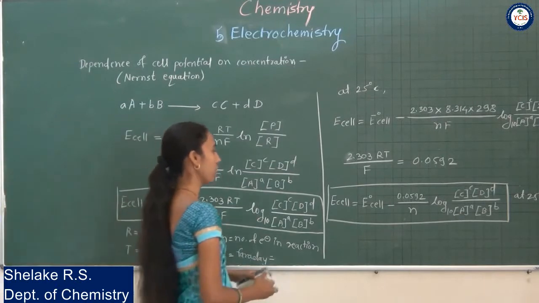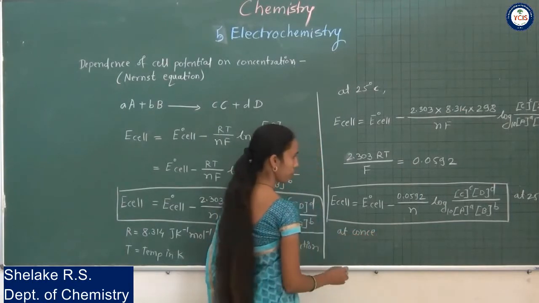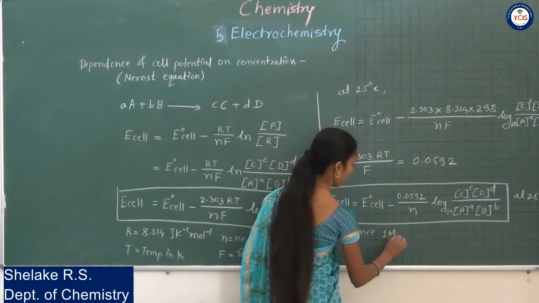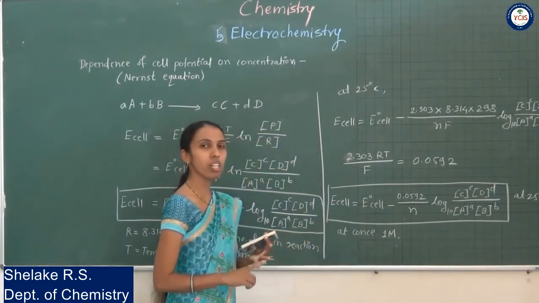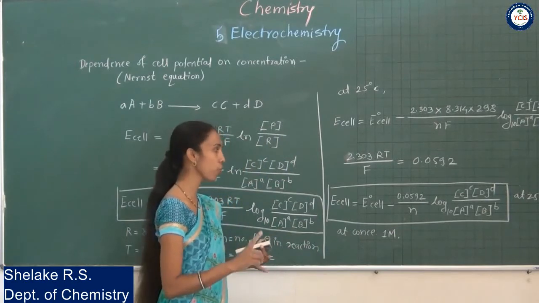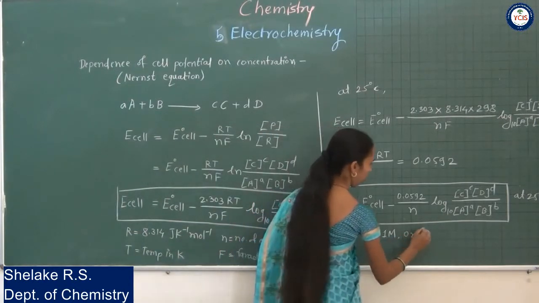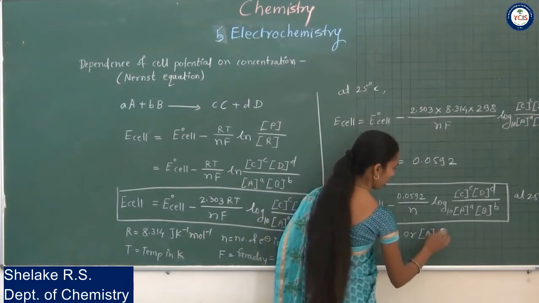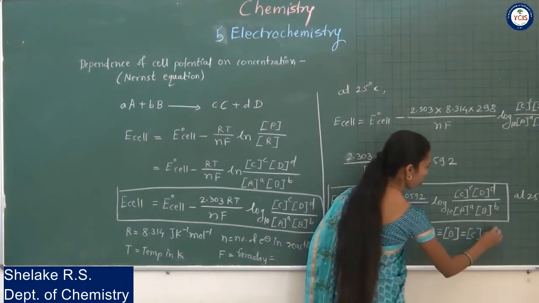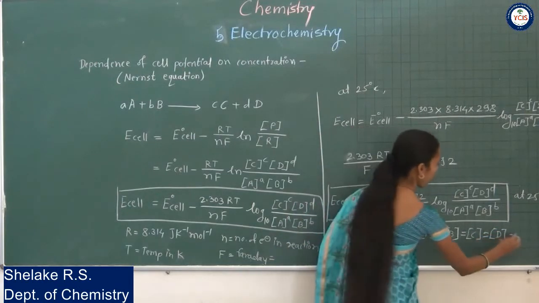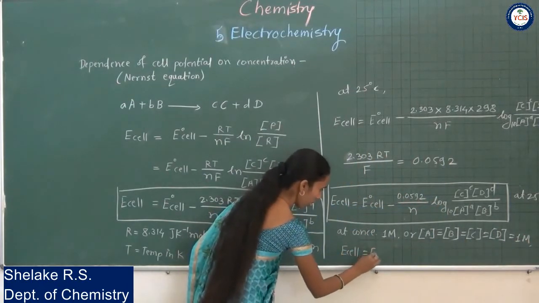Before going for that, suppose one condition: we have taken the concentration as 1 molar for all reactants and all products. That is, the concentration of A equals the concentration of B equals the concentration of C equals the concentration of D equals 1 molar. Then E cell is equal to E0 cell.